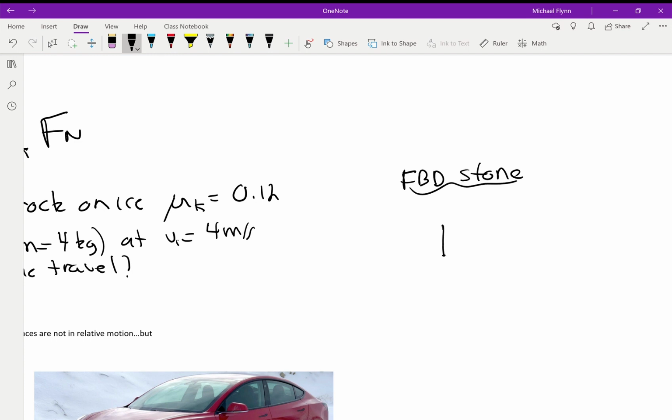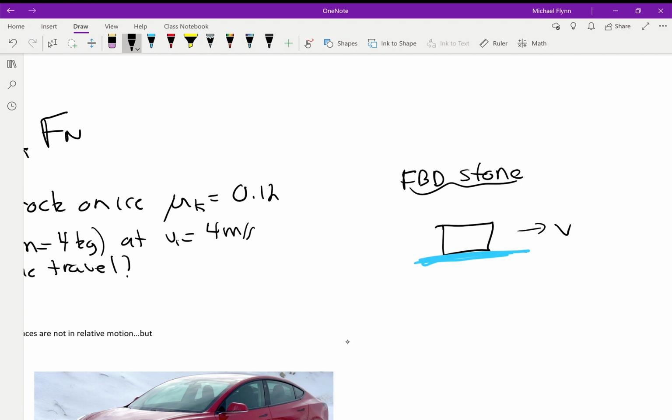This is after she releases it. So here's the stone. We just draw a box. And here, the ice is like this. I use blue. There's your ice. Normally we don't draw the ice in the diagram. The rock is traveling that way, so she's already thrown it.